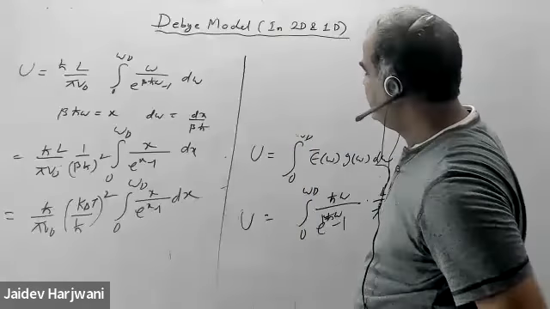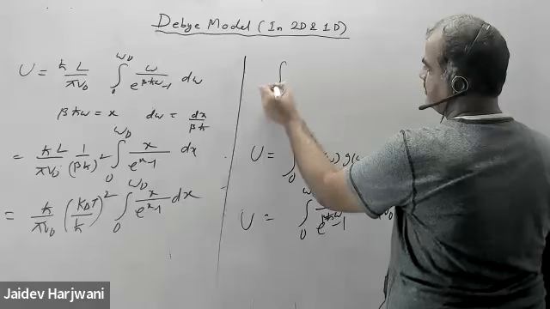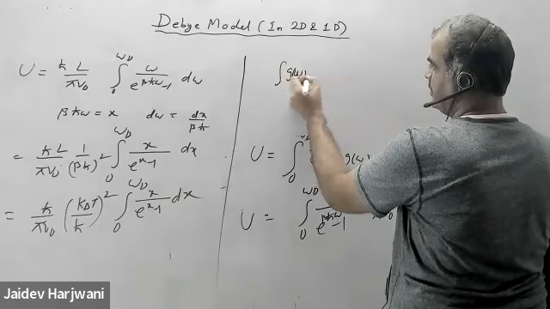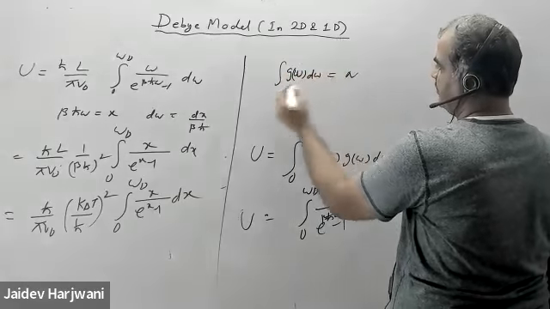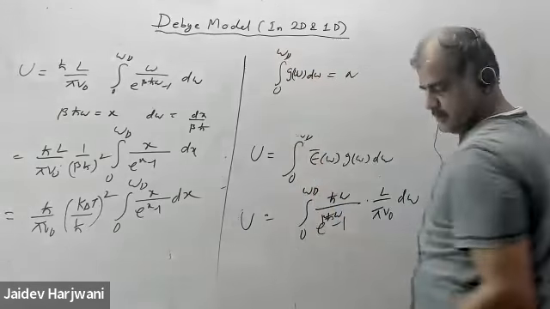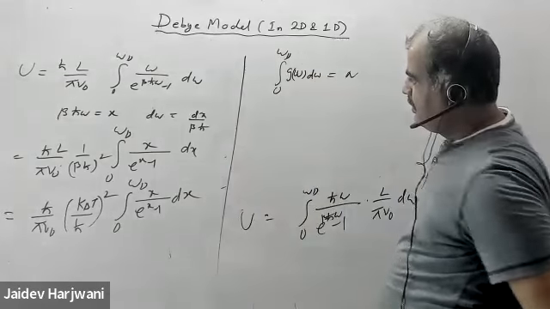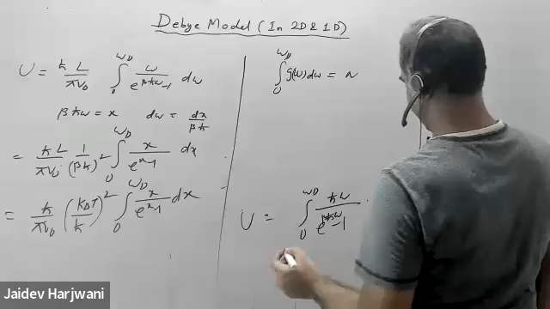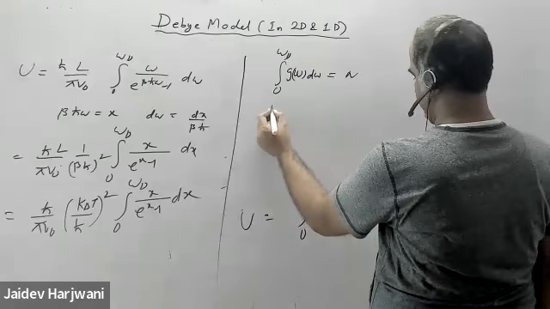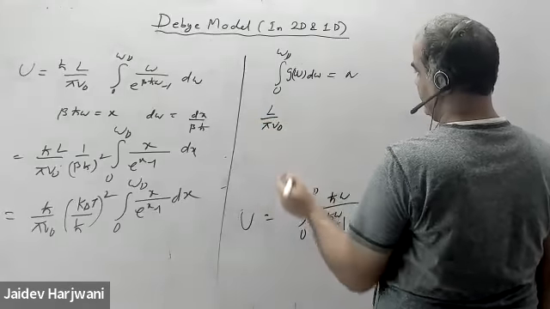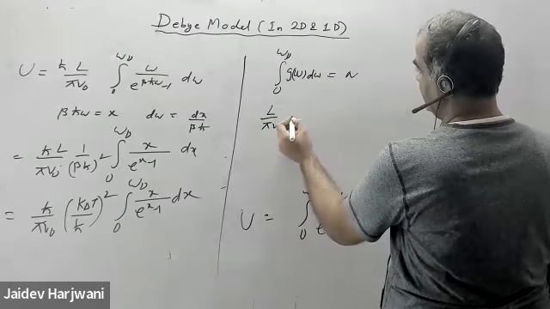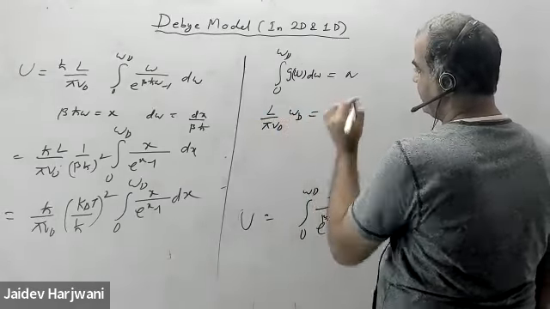If you solve it further, we know the density of states g(omega) d omega is equal to n 0 to omega_D. So if you solve this one, what will it give you? Omega_D equals pi v naught by L. Omega_D is equal to n.